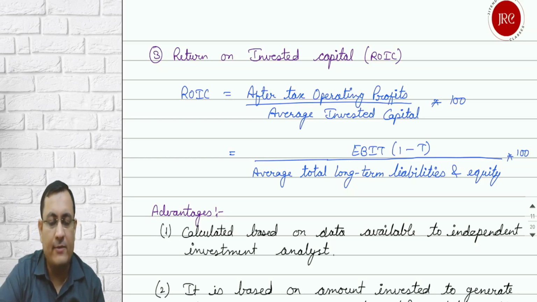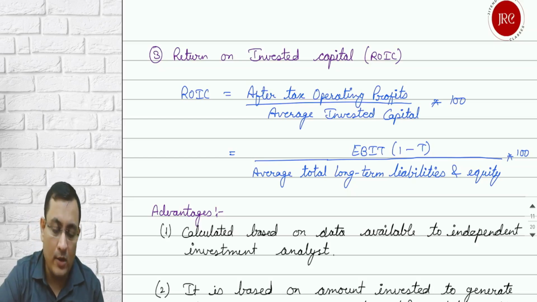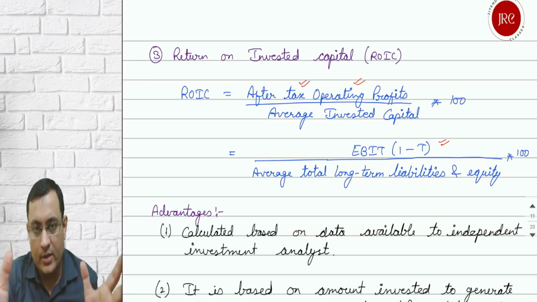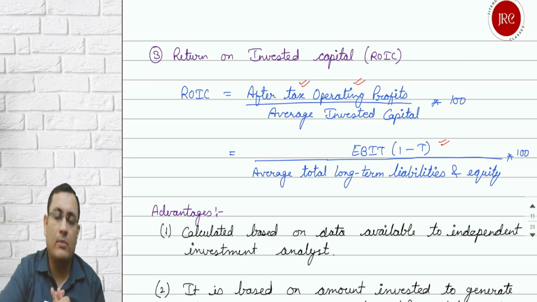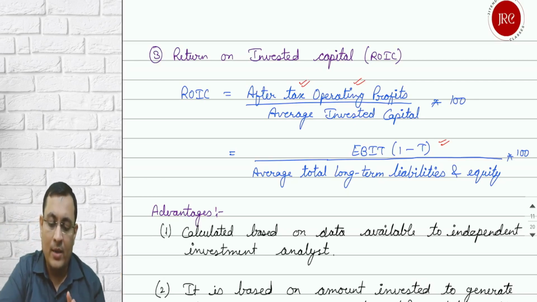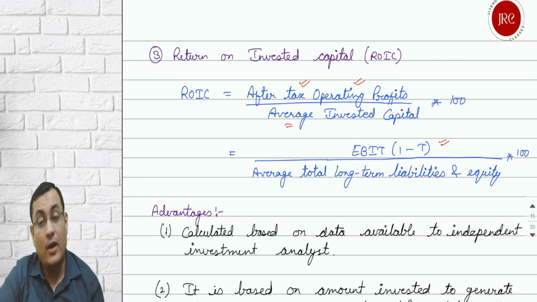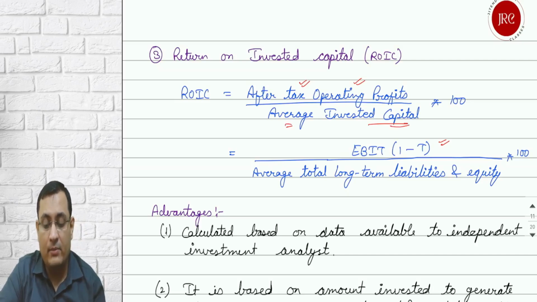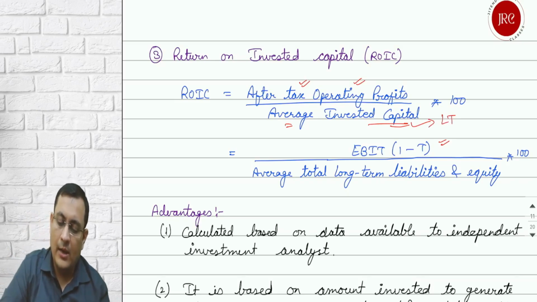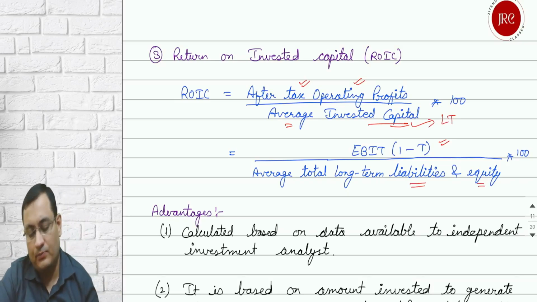What is ROIC? Very simple formula. It is net operating profit after tax, which is EBIT into 1 minus tax, for the year, the overall return the company generated after paying tax from the business, including all the projects put together, divided by your average invested capital. Capital means long-term finance, including your long-term debt, liabilities as well as equity.